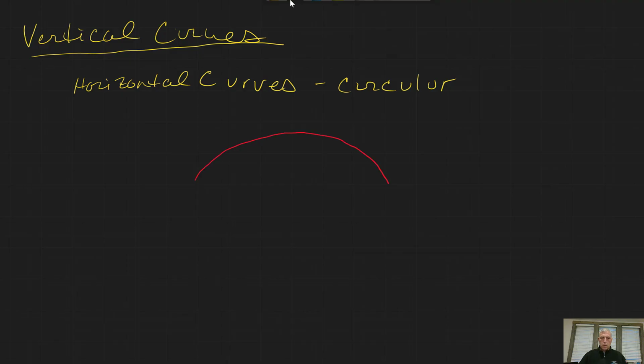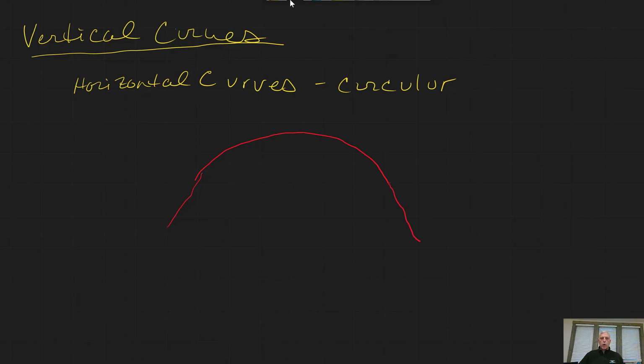In this video we're going to explore vertical curves. To start out, let's contrast vertical curves and horizontal curves. Horizontal curves, if you recall, are circular. The diagram of a circular curve, or a horizontal curve, would have an incoming tangent and an outgoing tangent.